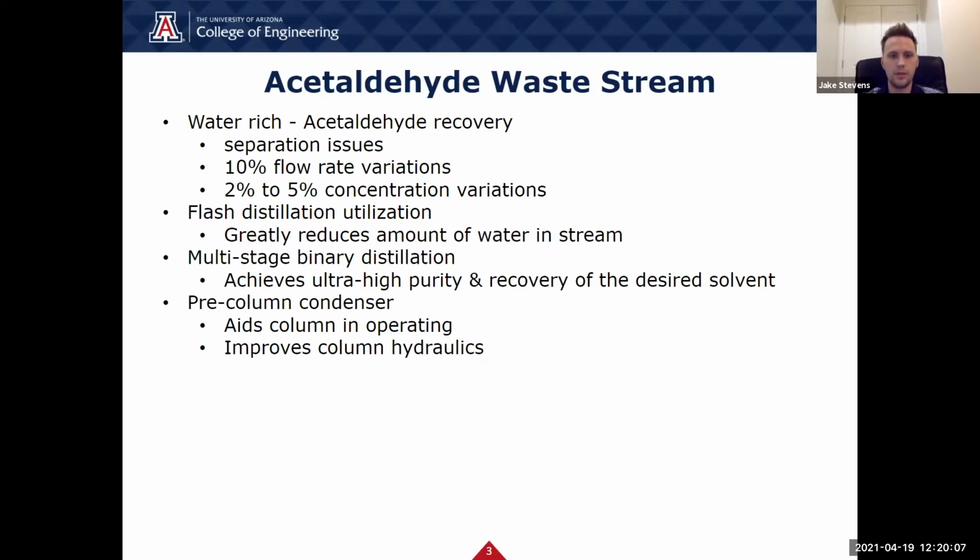The water richness, or the large amount of water in the stream, causes separation issues. There are also 10% flow rate variations and 2 to 5% concentration variations. Flash distillation was chosen to reduce the amount of water before heading into a multi-stage binary distillation column that achieves ultra-high purity and recovery of the desired solvent. There's also a pre-column condenser that aids in column operation and improves column hydraulics.